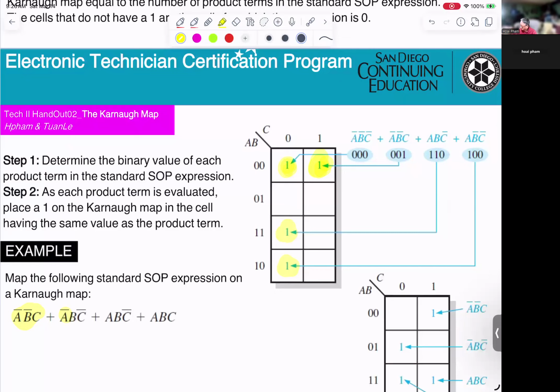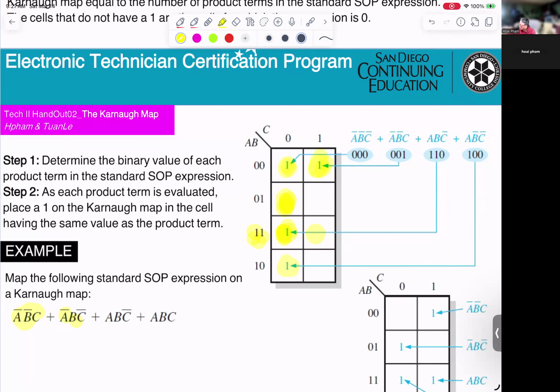A not, B, and A not, B, C not supposed to be here. A, B, not C here. Okay, A, B, C. They're supposed to be here.